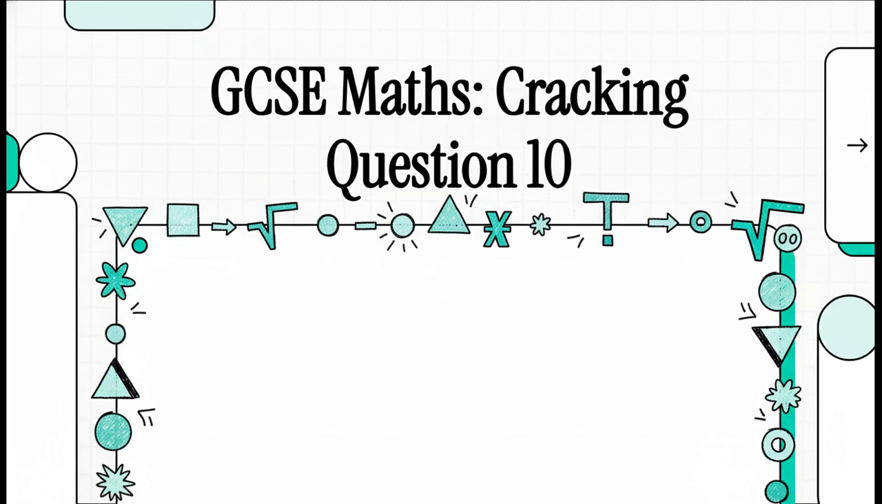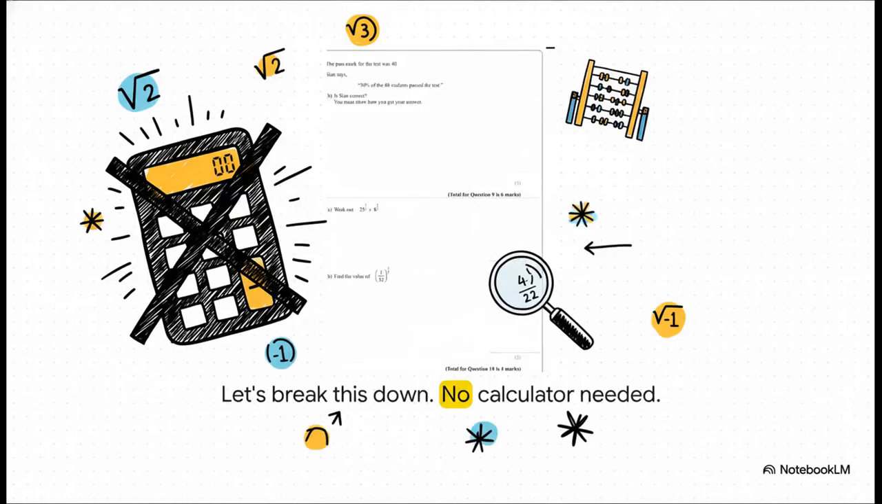Let's dive in. So here it is, question 10, pulled straight from an exam paper. It's got 2 parts, 4 marks up for grabs. And the most important thing to notice is that phrase, non-calculator. That is a massive clue. It tells you that the numbers have to be simple enough to work out in your head. We just need to know the right method.